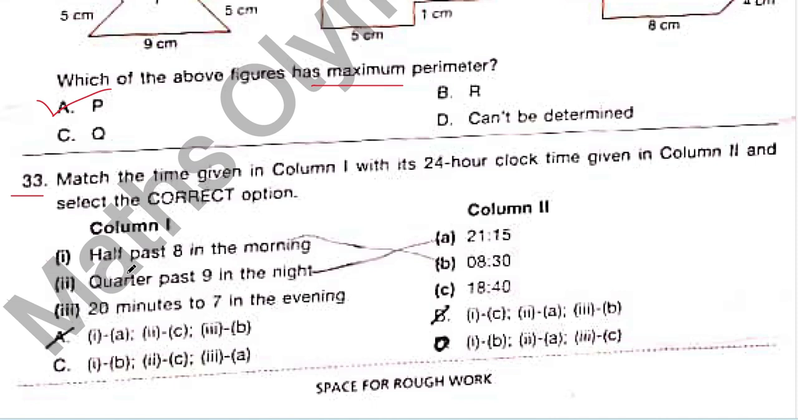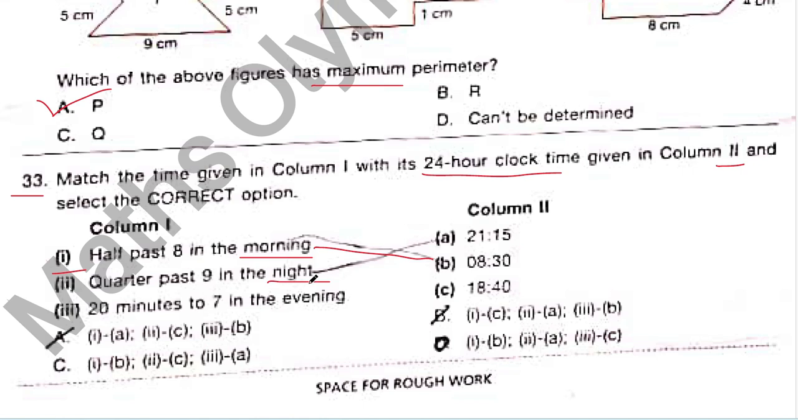Then it is question 33. Now it says we have to match the time given in column 1 with the 24-hour clock time given in column 2, and then select the correct option. First is 8:30 in the morning. Till morning the time in both the 12-hour and 24-hour clocks is the same. So 8:30 in the morning means 8:30. So it is matched to B. 9:15 in the night. Night means now we have to add 12 to get the time.